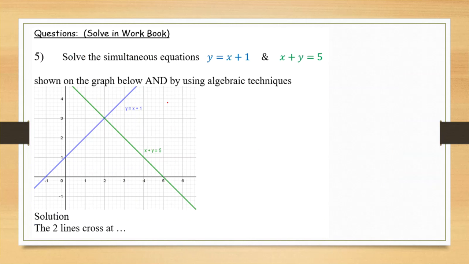Okay, questions for you. So pause the video and press play when you are ready to check. We have the blue equation, this line, the green equation, which is this line. You can see graphically that they cross here. So x equals 2 and y equals 3.